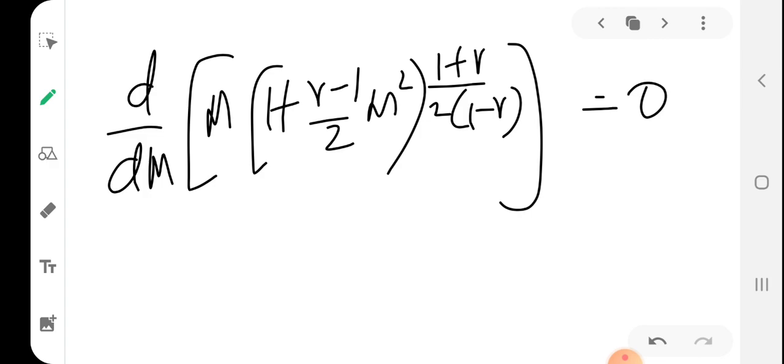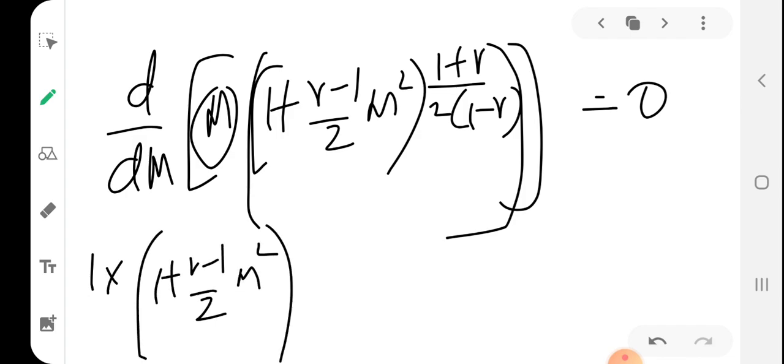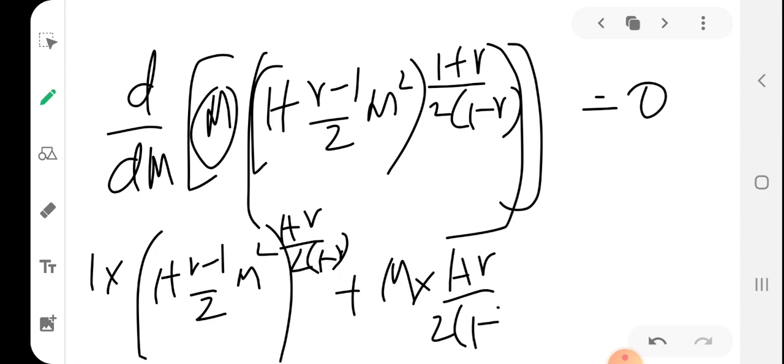So apply the product rule. Just try to apply the product rule. I am taking M as one term and this as another term. So M, d by dM of M is 1. So 1 into 1 plus gamma minus 1 by 2 Mach square raised to 1 plus gamma by 2 into 1 minus gamma, plus now M into the differential of the other term, which is 1 plus gamma minus 1 by 2 Mach square raised to 1 plus gamma by 2 into 1 minus gamma.